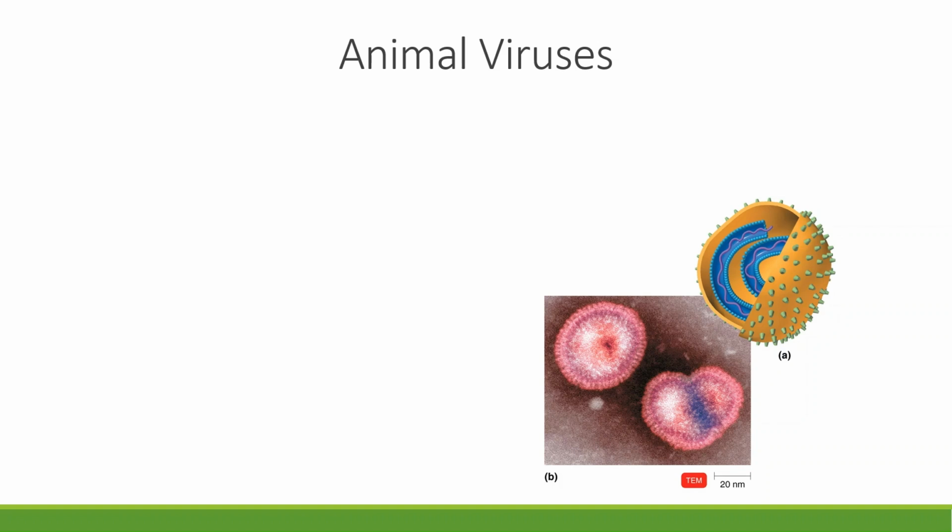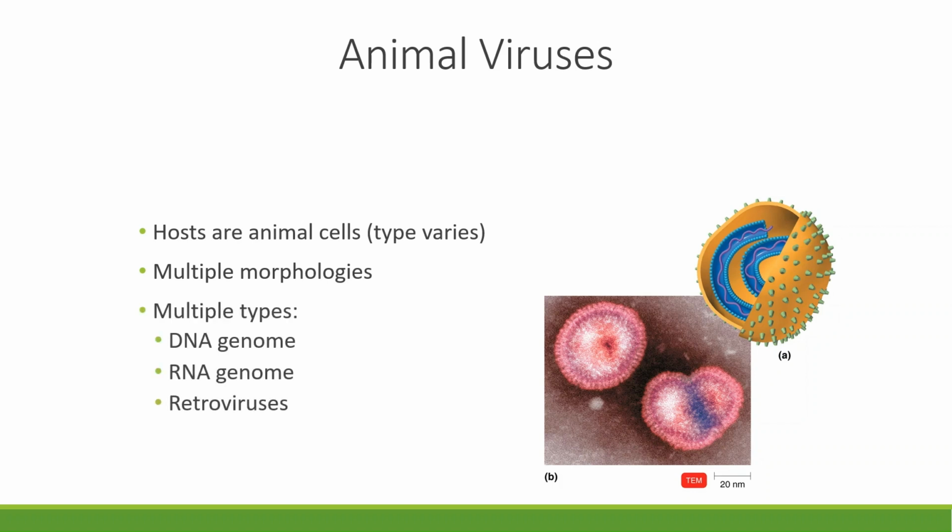So let's switch gears here, and now let's talk about animal viruses. Naturally, their hosts are going to be animal cells, and the type of animal cell, their host range, is going to vary depending on each virus. Unlike the bacteriophages, they have much more variety of morphologies, and there are multiple types. We have the viruses that can have DNA genomes, RNA genomes, and then a special type that kind of oscillate between the two called the retroviruses.